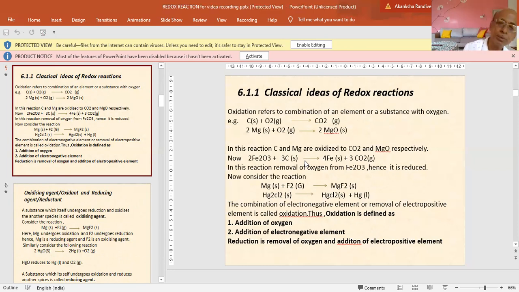So combination with oxygen is oxidation, and removal of oxygen is a reduction. So these are two opposite things. This is the first classical concept behind the oxidation and reduction reactions.